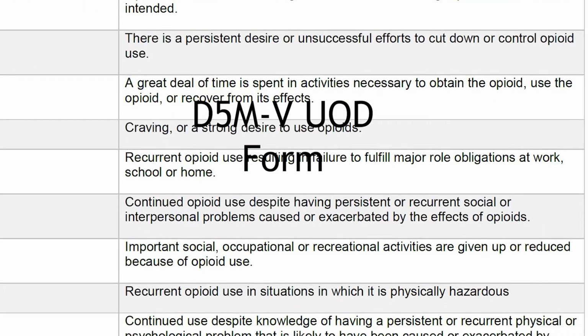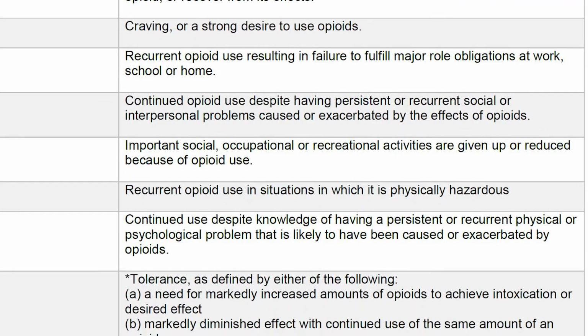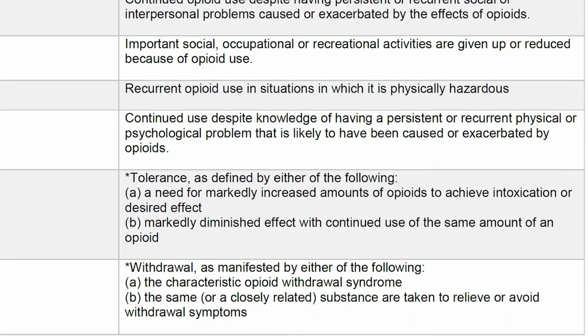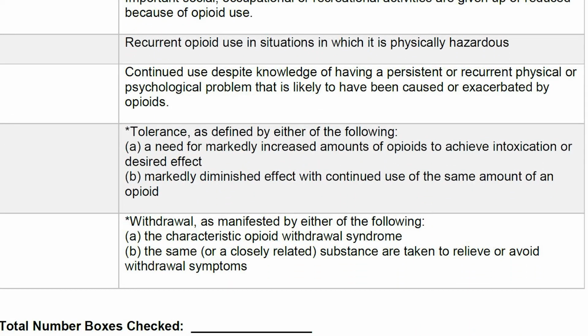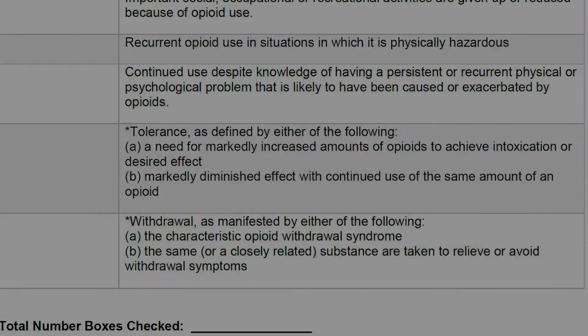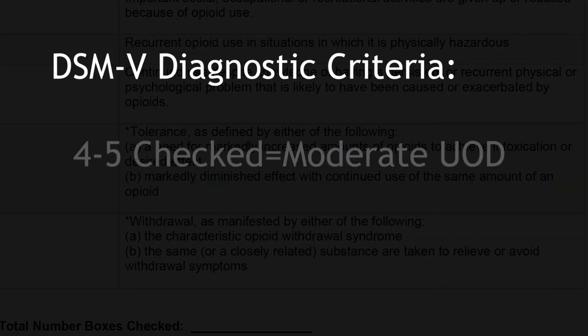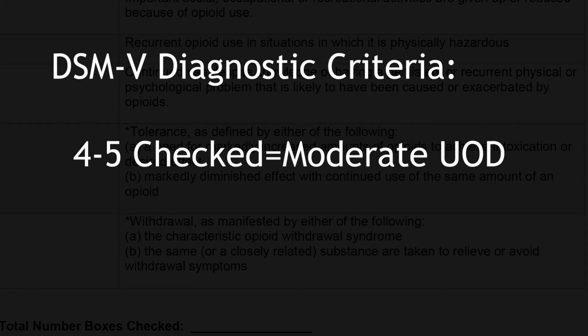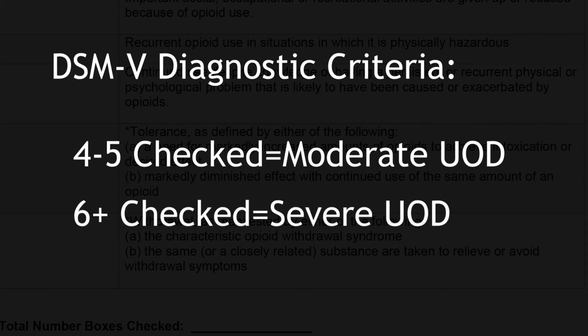This checklist should not be memorized. We will have laminated cards in the ER for your reference. Check all that apply to the patient. In order to have moderate opiate use disorder by criteria, you will need 4 or 5 of the listed checked, and to have severe opiate use disorder, you will need 6 or more.